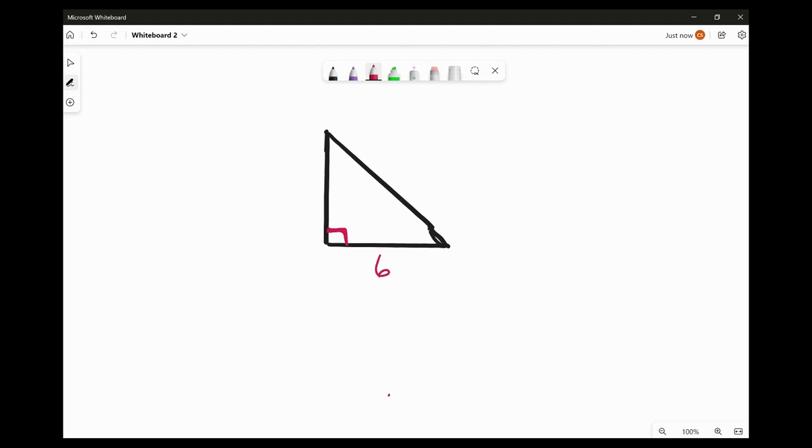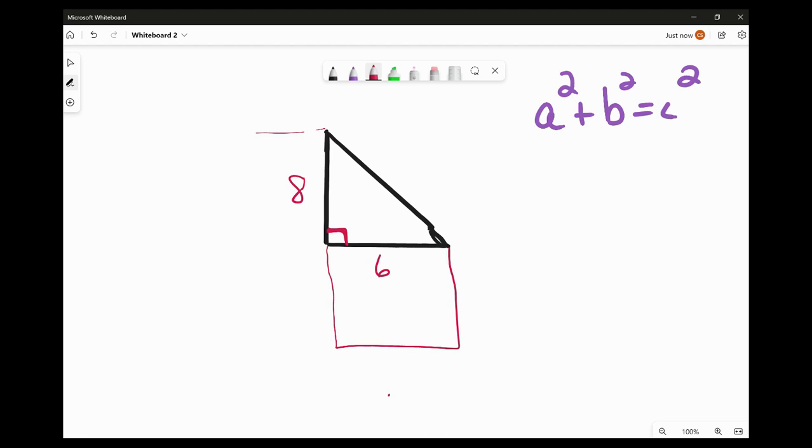So I'm going to add some side lengths, and I'm going to show you the formula for the Pythagorean Theorem. The formula is a squared plus b squared equals c squared, and I'll tell you what that means. What it's telling me is that if I made a box, or a square, off the two shorter sides and add the area of them together, it would equal the area of the box coming off the third side. So in this case, let's take a look.